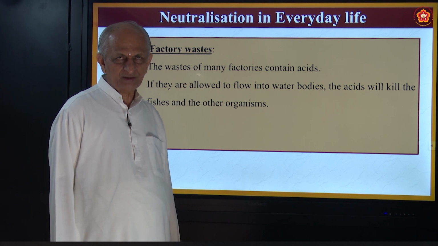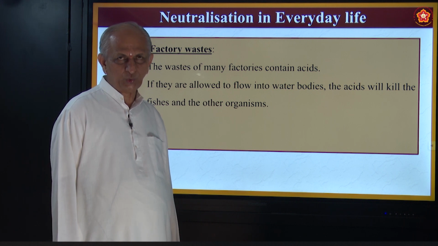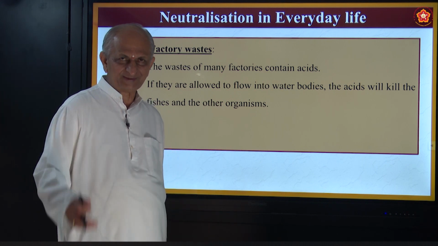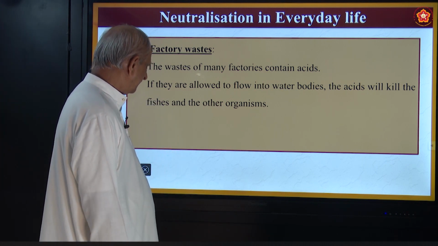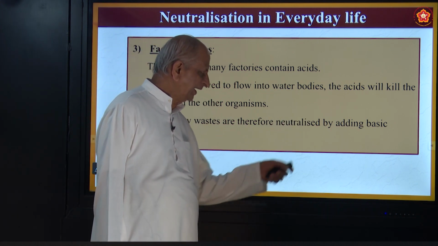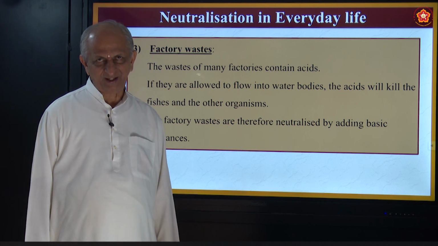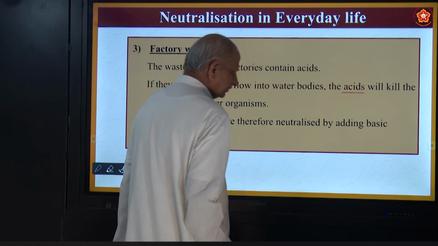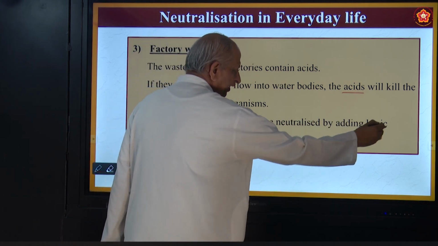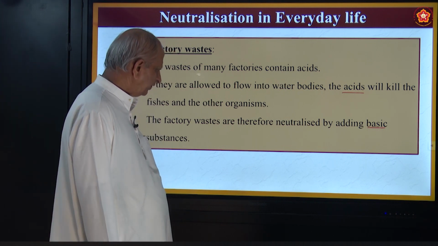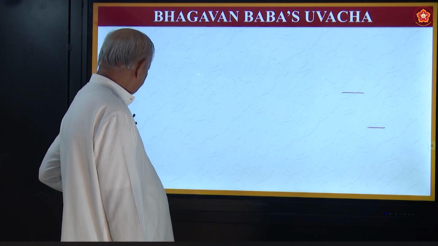You have heard about Patna, Lucknow and many other cities, where all the factory waste goes to the Ganges. Nowadays they have taken a lot of steps about that. The factory waste is therefore neutralized by adding basic substances, because they produce acids. These acids are neutralized by bases to form salt and water.